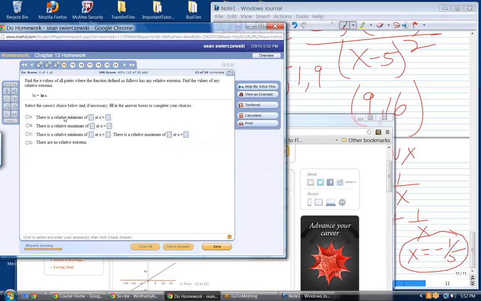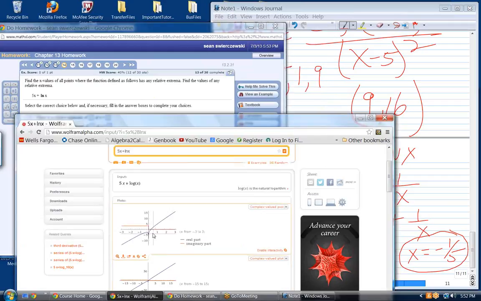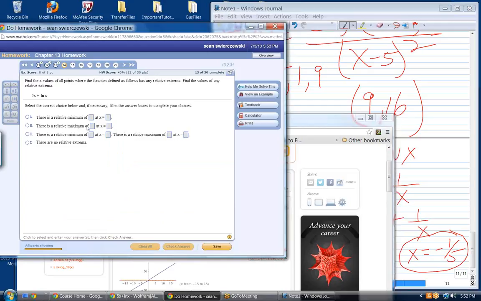So it's definitely not A. Let's look at maximums. If I look at that same chart, there's no relative maximum. That thing just keeps getting bigger and bigger and bigger. So there's no relative maximum. It's not A or B. There is a relative minimum at this and a relative maximum at that. I don't think so. I say there are no relative extrema.